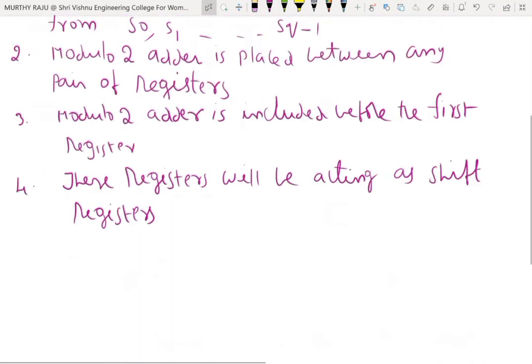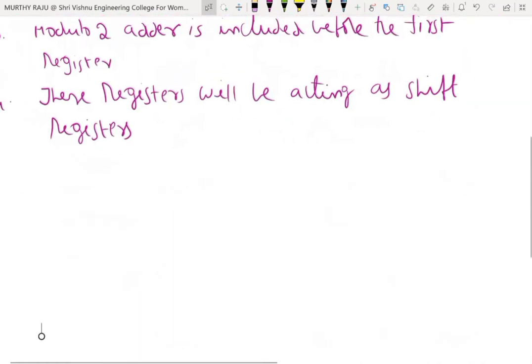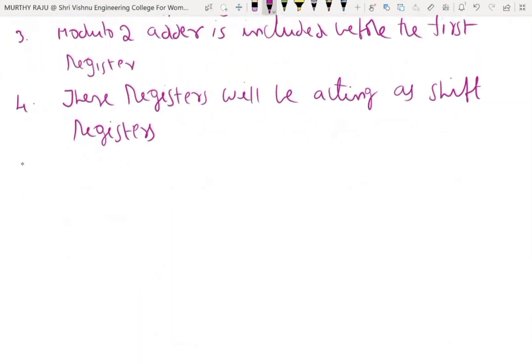Next, the fifth point, not fourth. The fourth point is that these registers will be acting as shift registers.